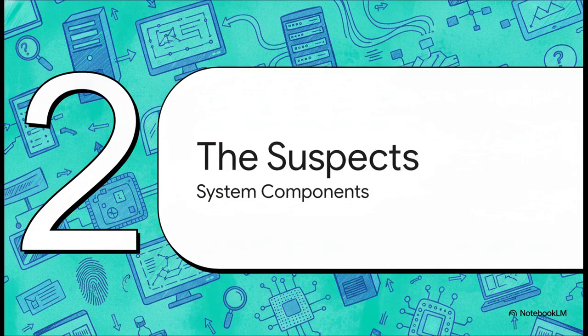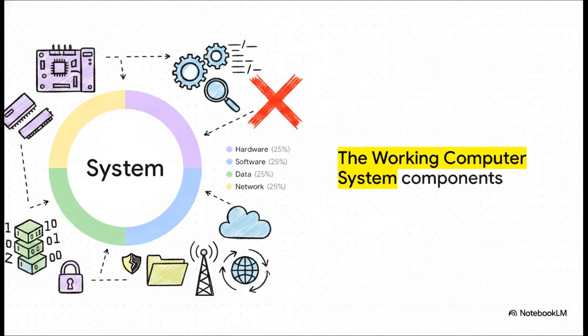Moving on to Section 2. The suspects. Think of your computer not as one magic box, but as a team of 4 distinct players. We've got hardware, software, data, and network. They each make up exactly 25% of this system pie. And here's why this matters. If literally even one of these slices fails, the whole system goes down. Let's look a little closer at each suspect.